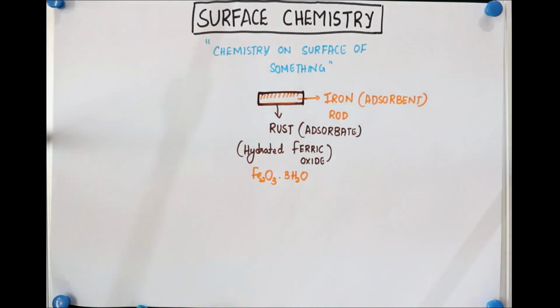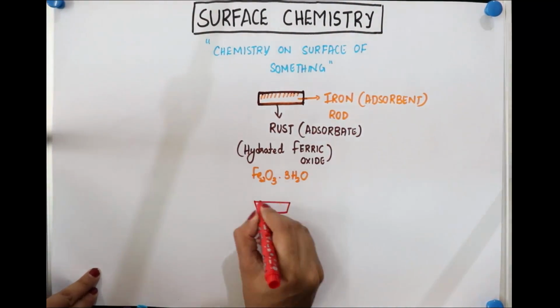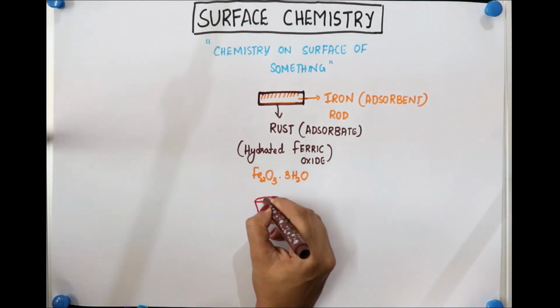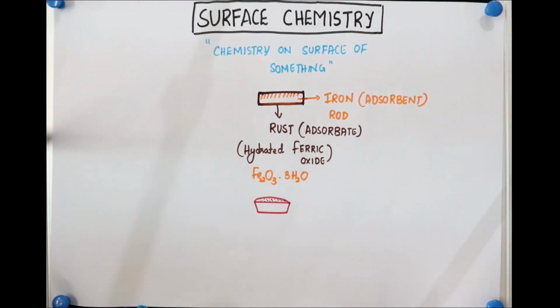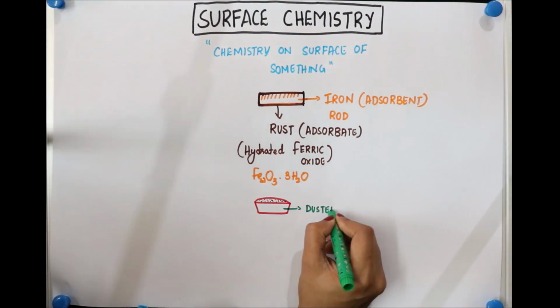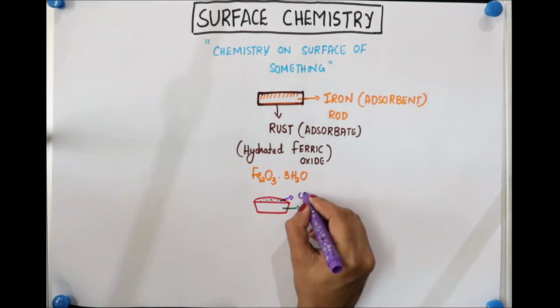We can give one more example of a duster and chalk. We usually see in our schools or colleges that every time we write something and keep dusting the board, the chalk particles accumulate on the duster. Yes, very much. Not only on the duster, also on me and my pants. So this is a duster, and these are the chalk particles. That's a surface phenomenon as well.